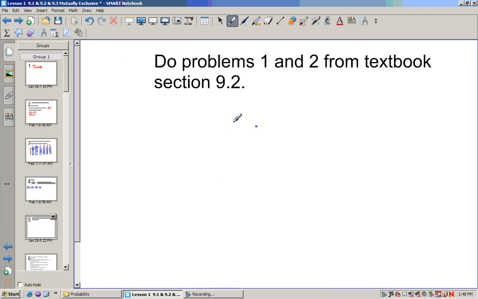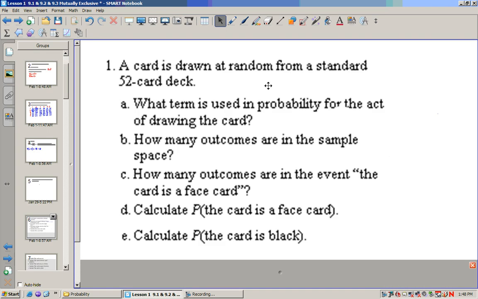Now, if we were in class, I would have you do numbers 1 and 2 from the textbook. It's section 9.2. But we'll just take a second and do that. Number 1 says, a card is drawn at random from a standard 52 card deck. What's the term used in probability for the act of drawing a card? And that is a trial.